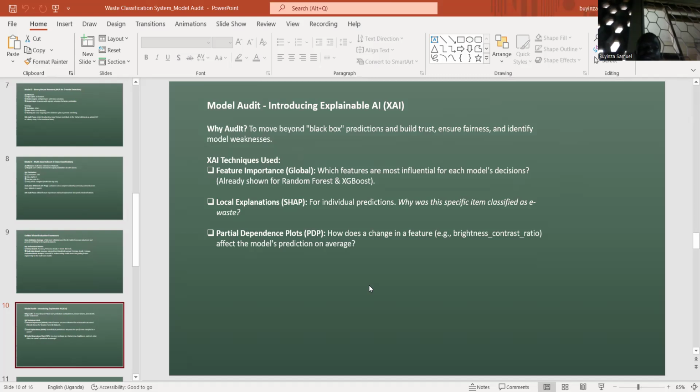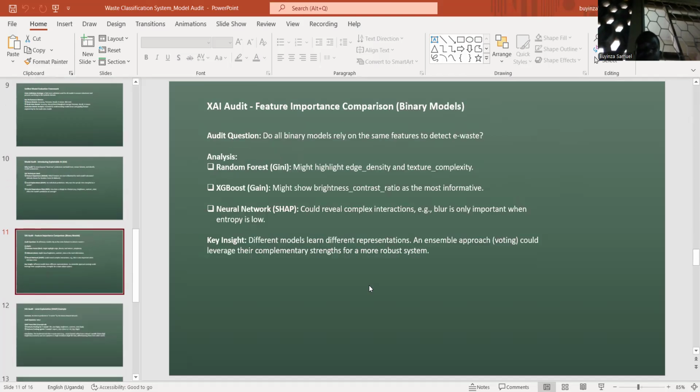model weaknesses. Then the XAI techniques used: we have feature importance, that is global, which features are most influential for each model's decision. Then we have the local explanation, that is for individual predictions. We have the partial dependency plots: how does a change in a feature affect the model's prediction on average? That is majorly what it talks about.